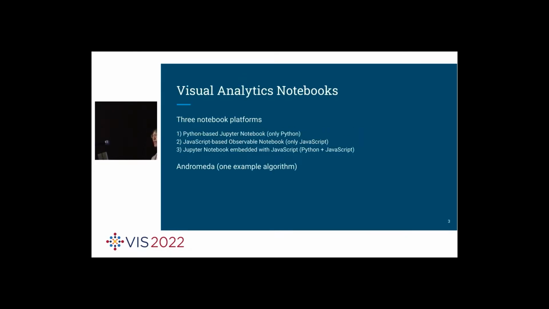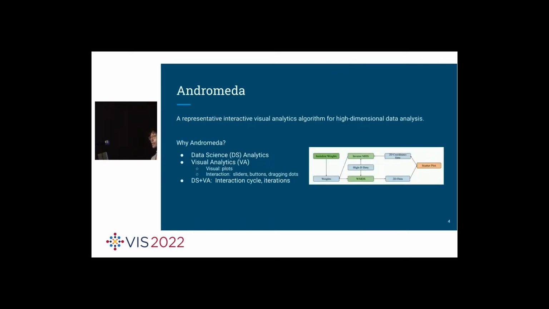So to investigate the problem, we use one example algorithm called Andromeda. We also implemented Andromeda on 3 different notebook platforms. The first is a Python-based Jupyter notebook, the second is a JavaScript-based Observable notebook, and the third is a Jupyter notebook embedded with JavaScript. Andromeda is a representative interactive visual analytics algorithm for high-dimensional data analysis. The reason it was chosen is that Andromeda consists of both data science and visual analytics. It also contains interaction cycles and data iterations.